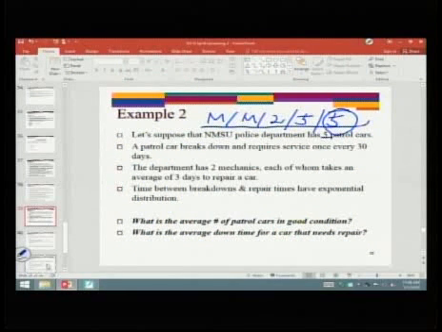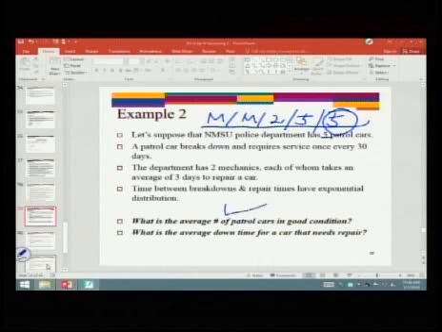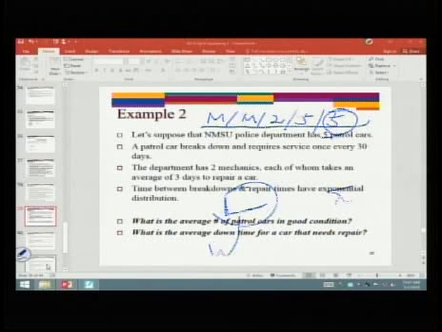Then what is the question? Okay, what is the average number of patrol cars in good condition? So how do you answer this? That's going to be R, right? What is the average downtime for a car that needs repair? How do you answer this? What is the downtime for a car that needs repair? That is a waiting time, right? So it's just W, right? So once you get R, you know lambda bar, so you should be able to get W as well.